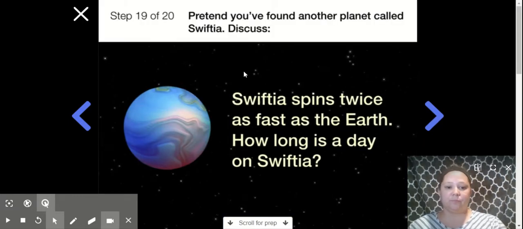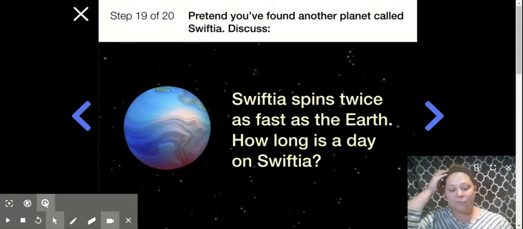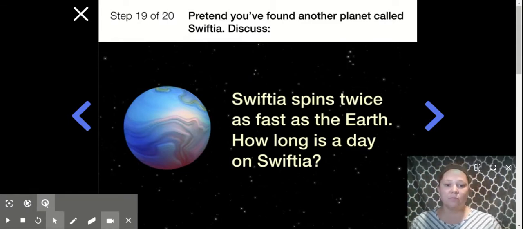Okay, now that you have a pretty good idea of what it's like to spin as the Earth, pretend you found another planet in a distant galaxy. The planet is called Swiftia. Discuss this question.